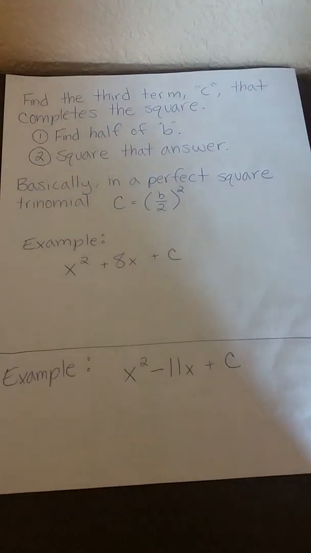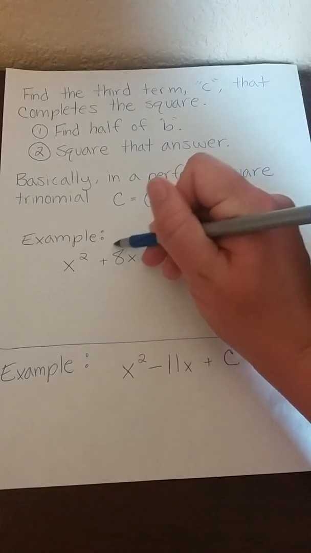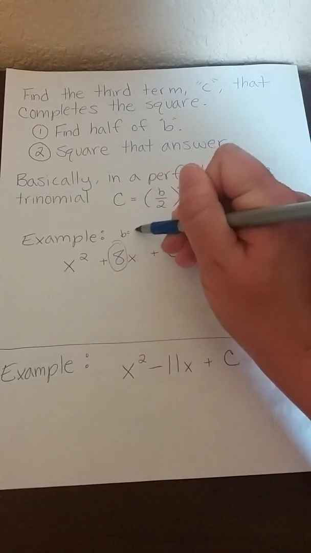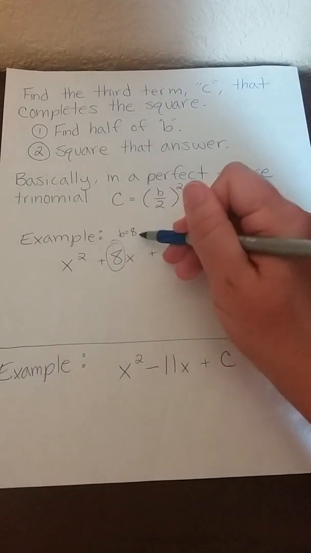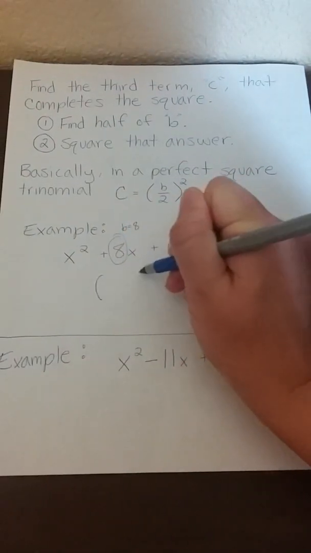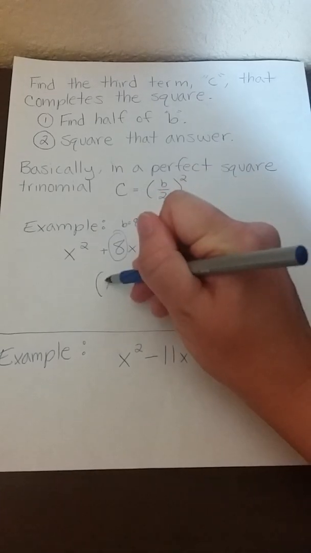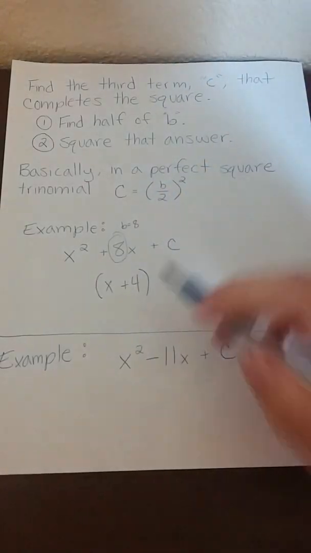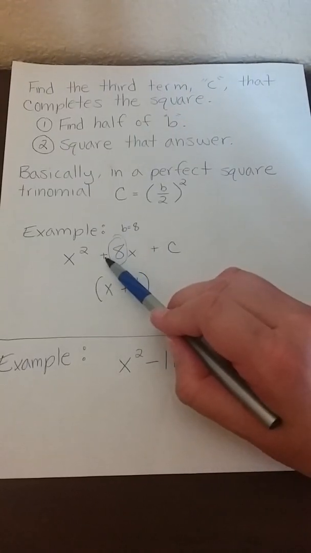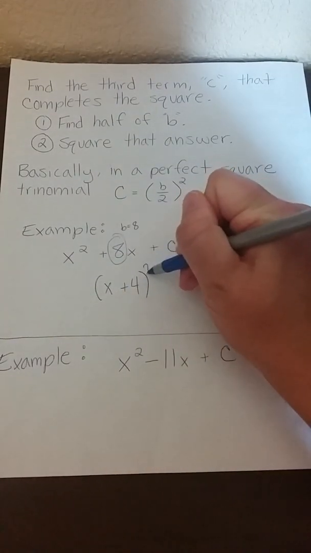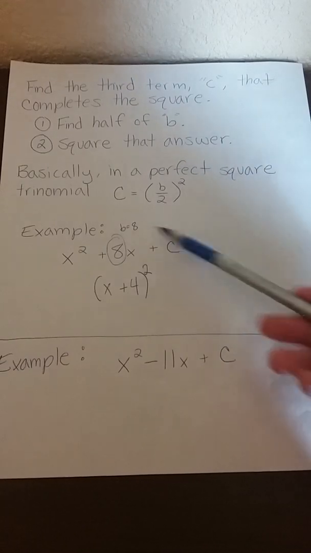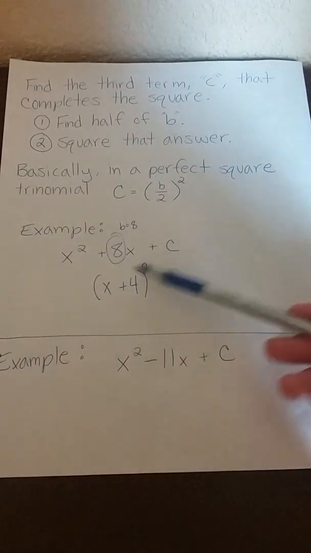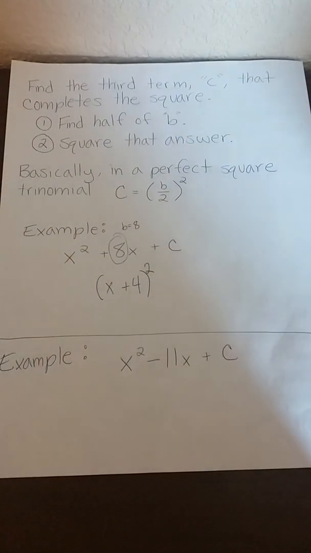Here's what I mean by that. You look at this number, this is b. So here b is 8. You find half of that. So half of 8 is 4. So that means in parentheses, this would wind up being x plus 4. It's plus because this was plus. Okay? Squared. So if this was a perfect square trinomial, it would be x plus 4 squared.